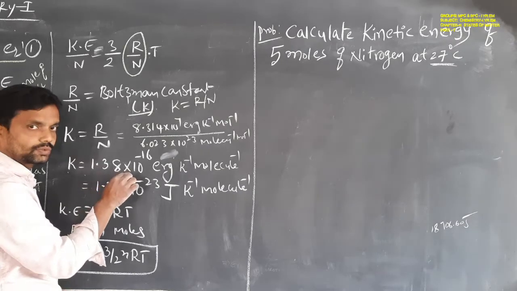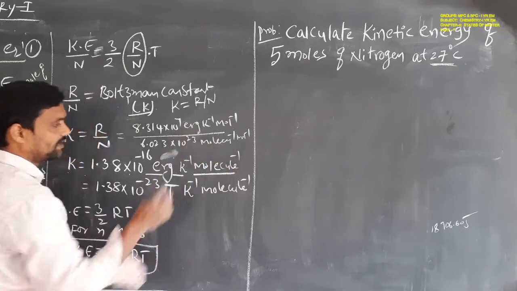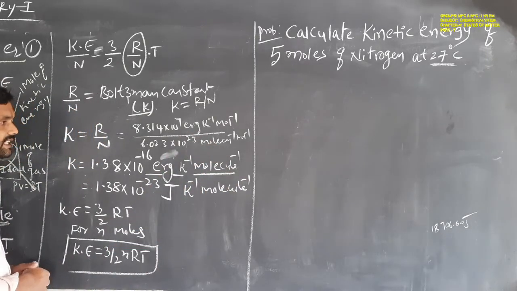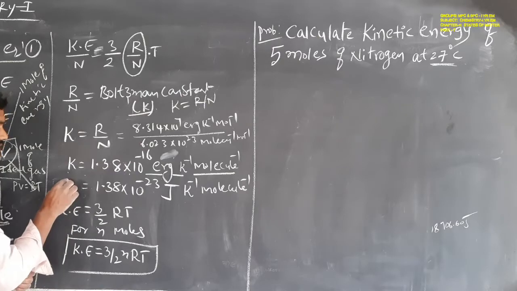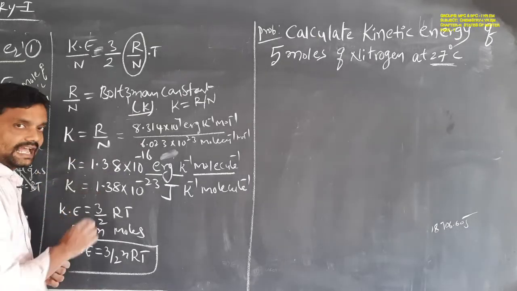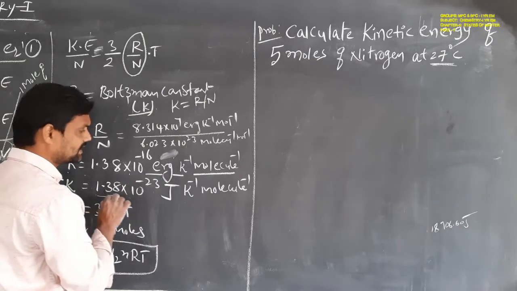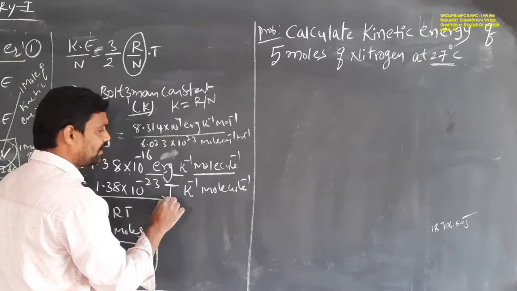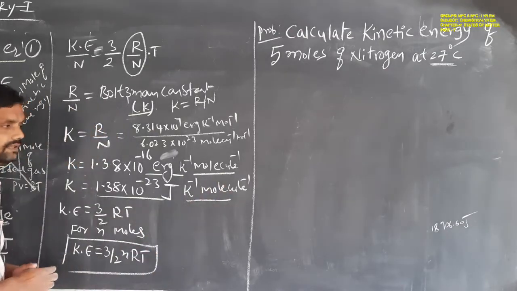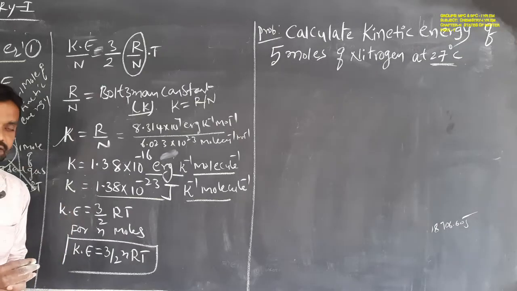1.38 into 10 power minus 16 erg per Kelvin per molecule. When it is converted into joules, the Boltzmann constant k is equal to 1.38 into 10 power minus 23 joules per Kelvin per molecule. So, this is about the Boltzmann constant.